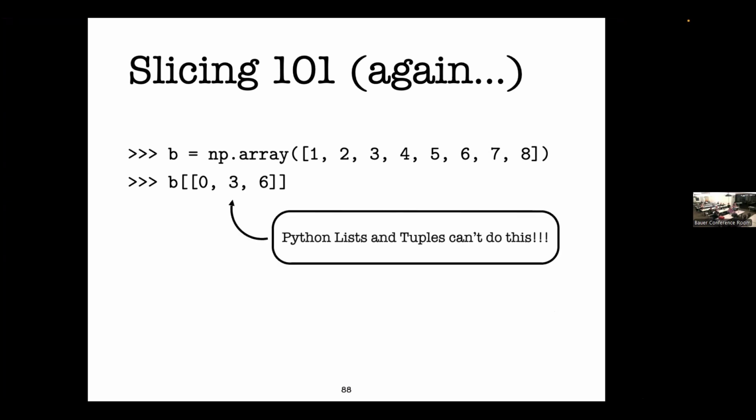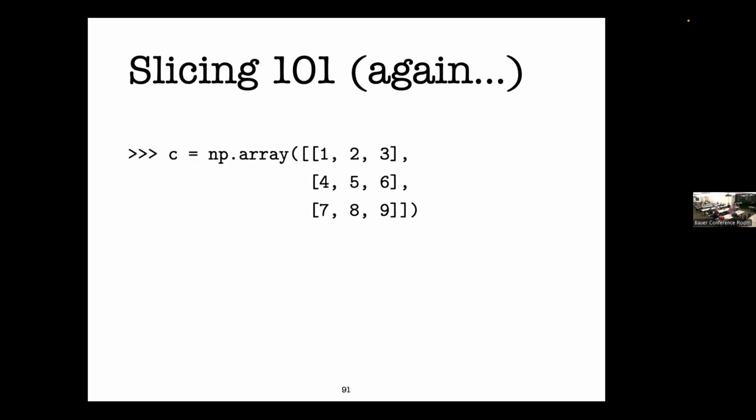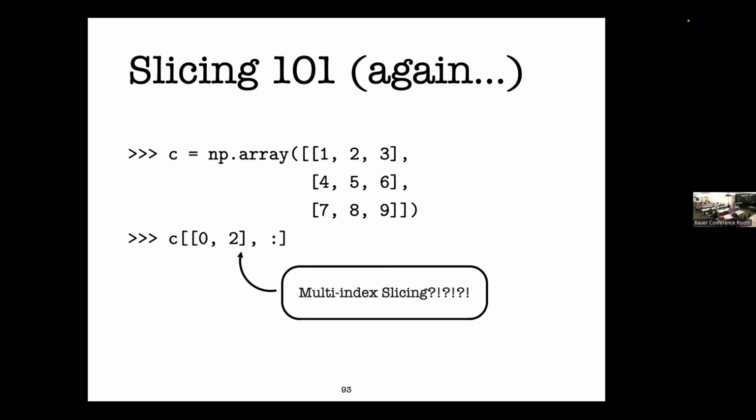I don't think Python can do it, at least natively. Here I'm just saying I want to select elements at index 0, 3, and 6, and I get those values out. If it's a multi-dimensional array, if I want to do something like this, it's called multi-index slicing because there are 2 levels of slicing. It's like row and column.